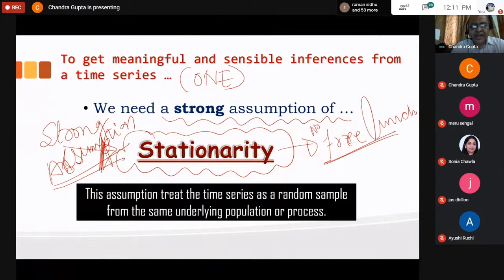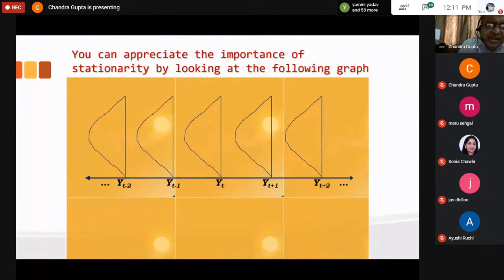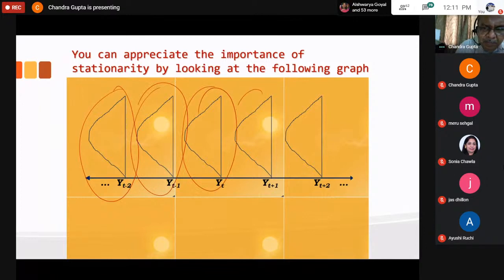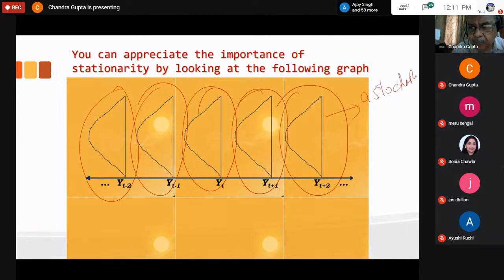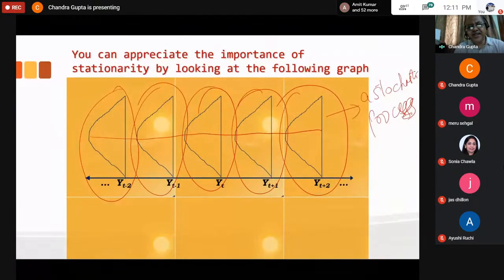Maybe we can appreciate this further. This assumption treats the time series as a random sample from the same underlying population or process. What does it mean? Let me try to explain it to you through this graph. You have a stochastic process, and all are having the same mean. You will also observe that they have the same variance and their distributions are identical. So the process is a stationary process.